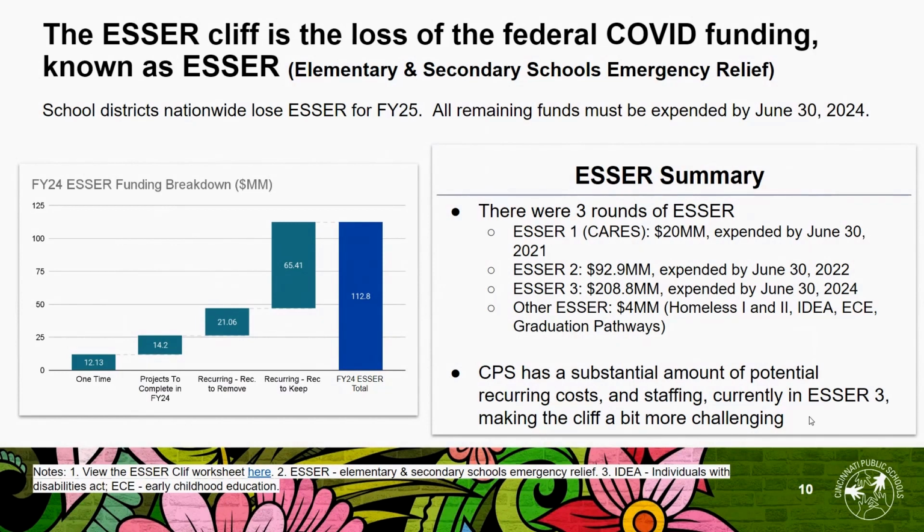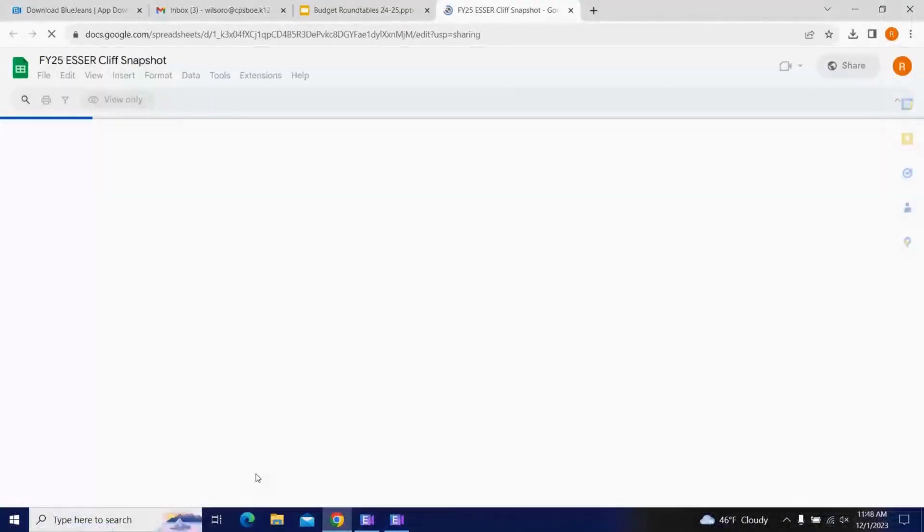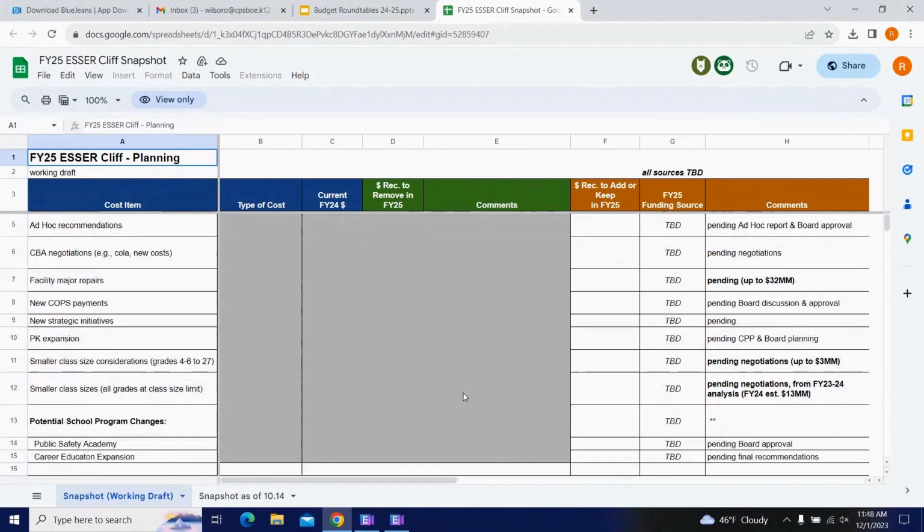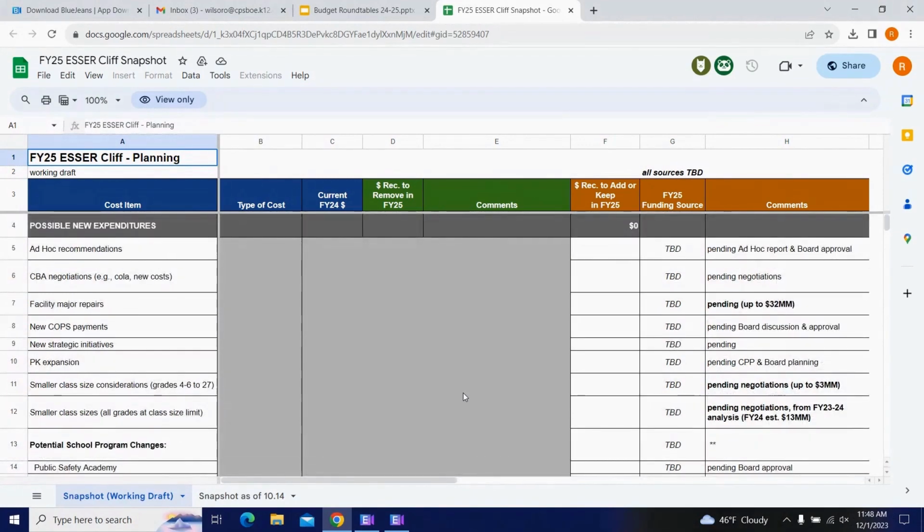At the bottom of this slide, and I do want to pull this one up, Rob, if you'll click on that, we have an ESSER Cliff worksheet. This has been shared publicly in every roundtable. Again, you now have access to these materials, and it's been shared in a board workshop back in October. What you see on the top of this are all potential new things. We'll come back and talk about those in just a few minutes.